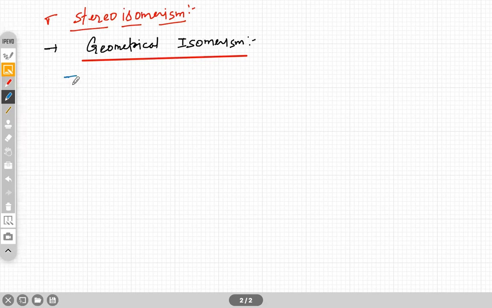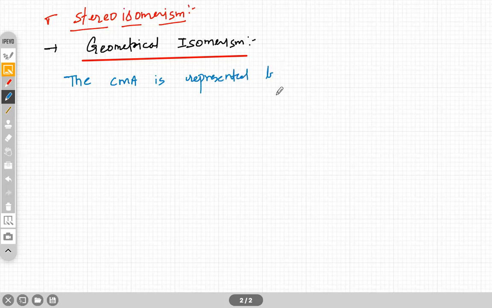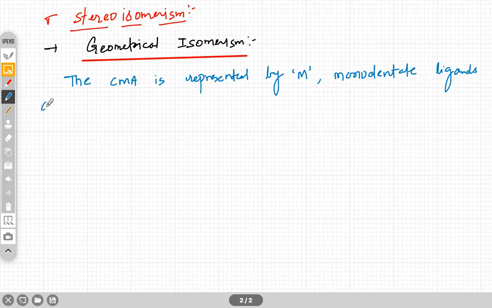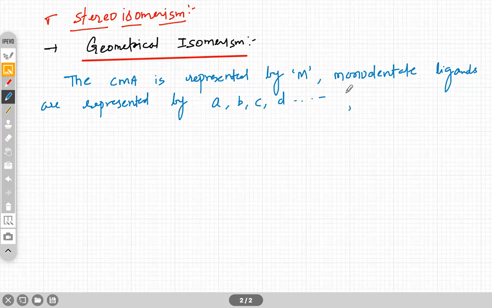The central metal atom is represented by M, this is one thing. Monodentate ligands are represented by small letters a, b, c, d, and so on, by small letters a, b, c, d, e, f.